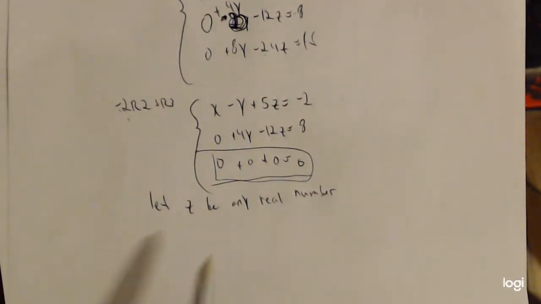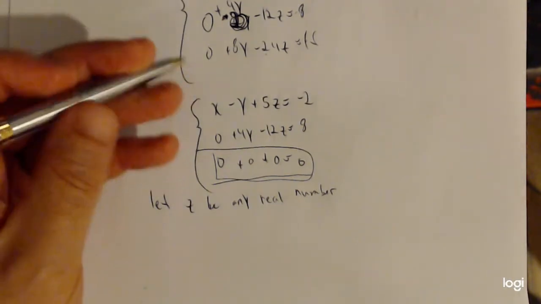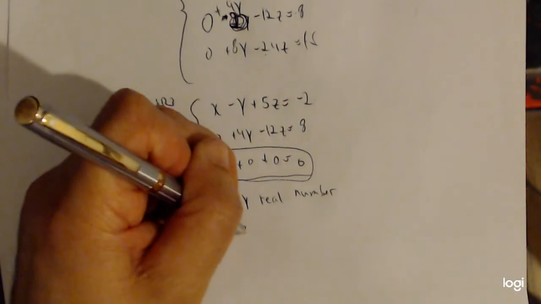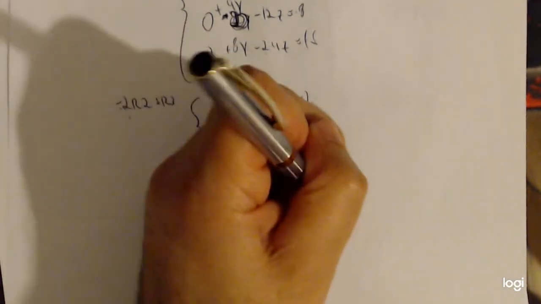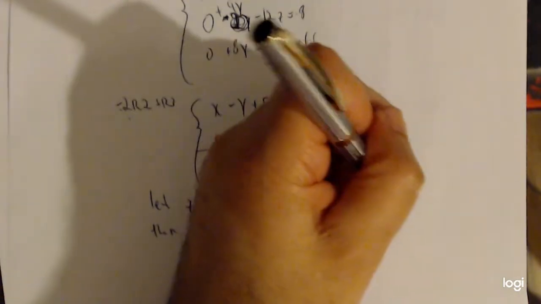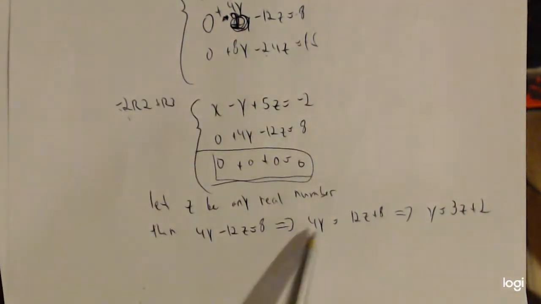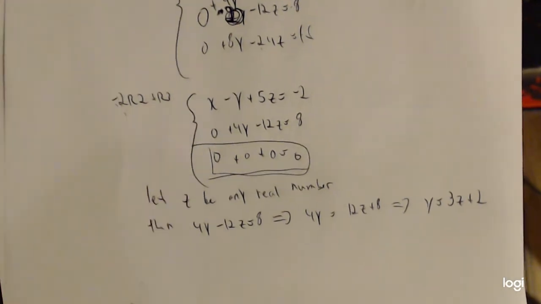Okay, so if z is any real number, then what do we know? We could write y in terms of z. So 4y minus 12z is equal to 8, which implies 4y is equal to 12z plus 8, which if I then divide by 4, I get y is equal to 3z plus 2. So notice, what is y saying? You tell me what z is and I could tell you what y is. Right?